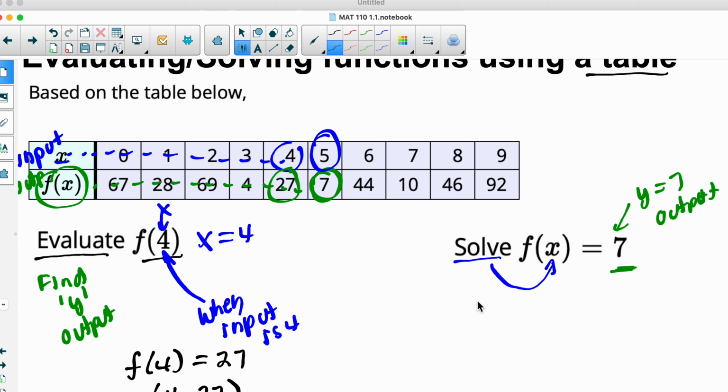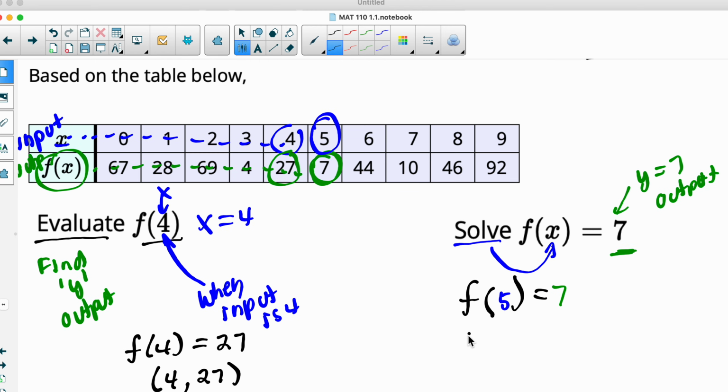So I can then write this as f of 5 is equal to 7. And again, I could write this as an ordered pair as well. When I input 5, I output 7. So all of those are just writing the same thing in a slightly different format.